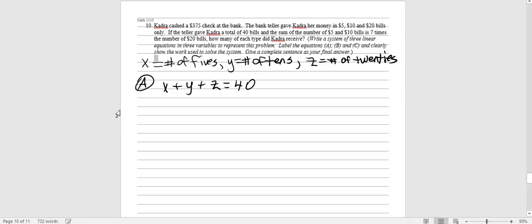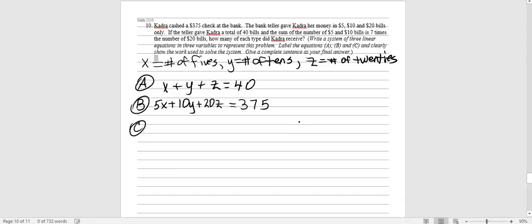We're told that her check was $375 and the money she got back only consisted of these three types of bills. So 5x of that $375 was in fives, 10y was in tens, and 20z was in 20s, or $20 bills.